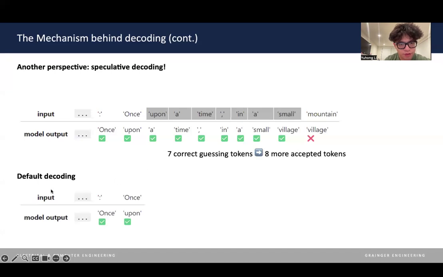And you will see here, with default decoding we only have "upon" being decoded. But right now we have "upon a time, comma, in a small village", 8 tokens compared to 1 token. This is just a very abstract illustration of how speculative decoding, parallel decoding works.